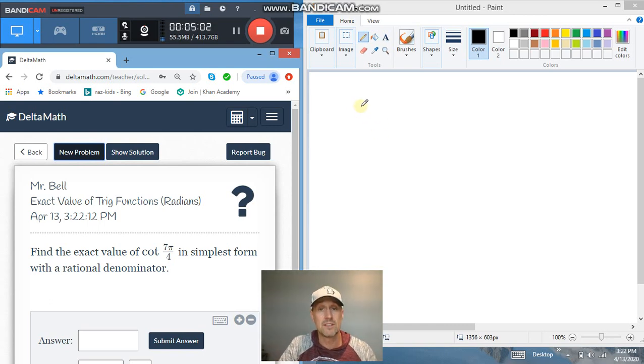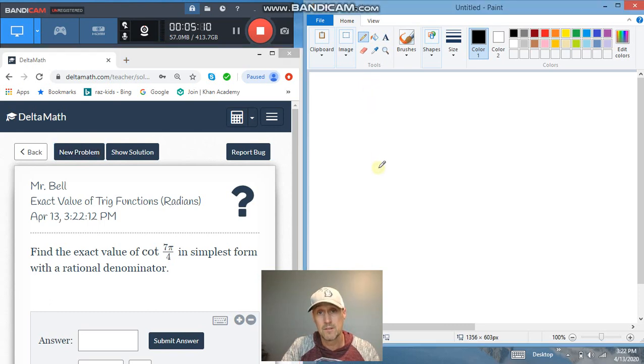If you need to convert that to degrees, you need to take the time to take 7 pi over 4 and convert it to degrees. Okay, that's going to give us 315 degrees. So 7 pi over 4 is going to rotate around to the 4th quadrant.